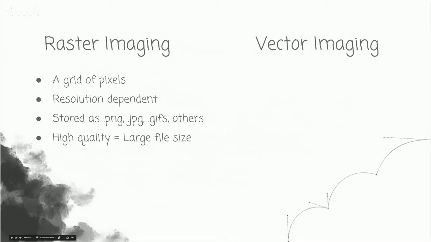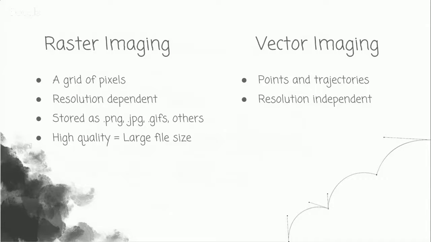Alternatively, you have vector imaging, which is, you're looking at vector imaging right now. It makes up the text on the screen. It's comprised entirely of points and trajectories. It's actually a mathematical equation that informs the shape of a thing. It's resolution independent, so you can size it as large or as small as you like, and it will always keep its crispness. It's often stored as an SVG on the web, or an AI as a native format on Illustrator, and there's many, many others as well.